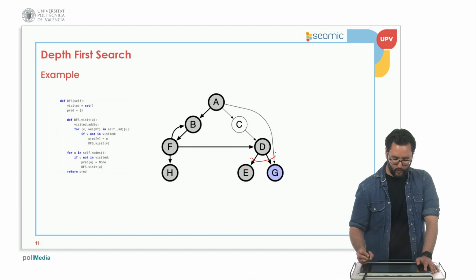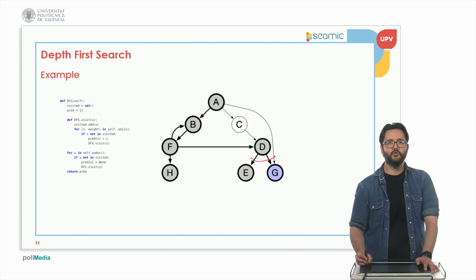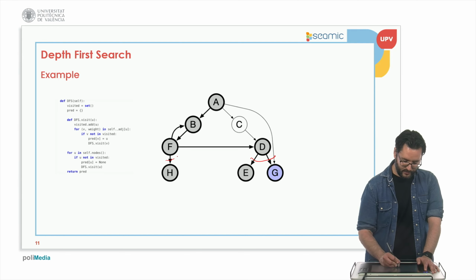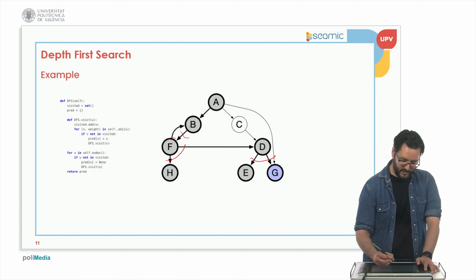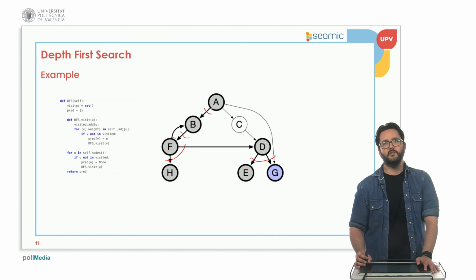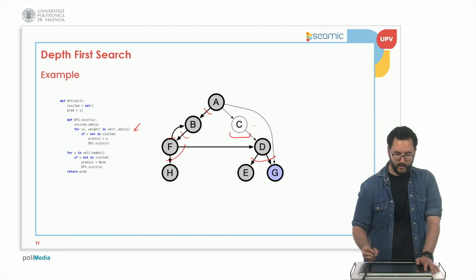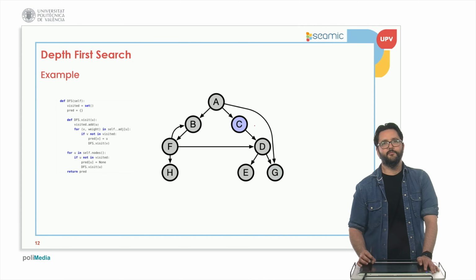Now we have covered all the nodes that come out of D. We have covered the nodes that come out of F, B, and from A we can visit C. So in this case we are continuing the iteration of the nodes that are adjacent to A. So finally we visit C.